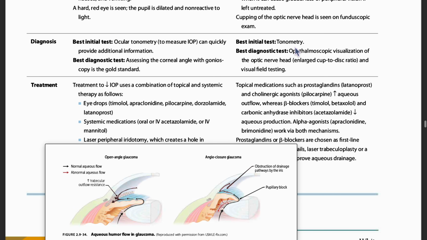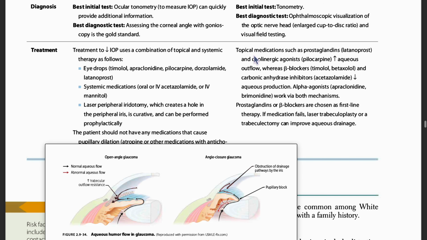Diagnosis. Best initial test is tonometry. Best diagnostic test is ophthalmoscopic visualization of the optic nerve head, enlarged cup to disc ratio, and visual field testing. Treatment here is topical medications such as prostaglandins, latanoprost, and cholinergic agonists. Pilocarpine increases aqueous outflow, whereas beta blockers, timolol, betaxolol, and carbonic anhydrase inhibitors like acetazolamide decrease aqueous humor production. Alpha agonists, apraclonidine and brimonidine, work via both mechanisms. Prostaglandins or beta blockers are chosen as first line therapy.